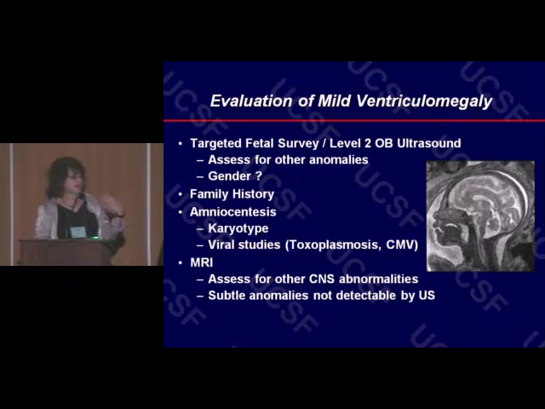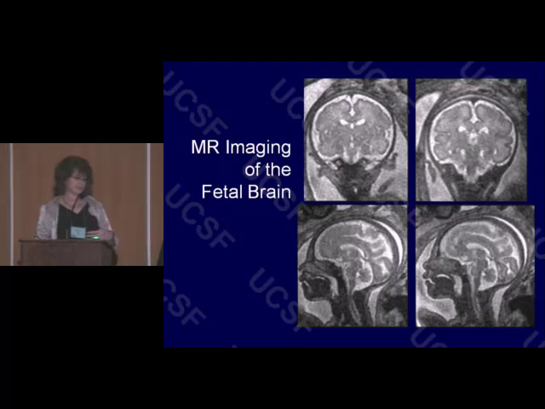Here's the guideline of how we evaluate and counsel a patient in whom mild ventriculomegaly is seen. She is offered a targeted or level 2 survey looking for other abnormalities and, frankly, for gender. Careful family history. Amniocentesis is offered to include karyotype and viral studies. And I will tell you that at UCSF, mild ventriculomegaly prompts an offer for a fetal MR because we have found that as good as we are and as carefully as we look, there are some CNS abnormalities that are occult by ultrasound, detectable by MR.